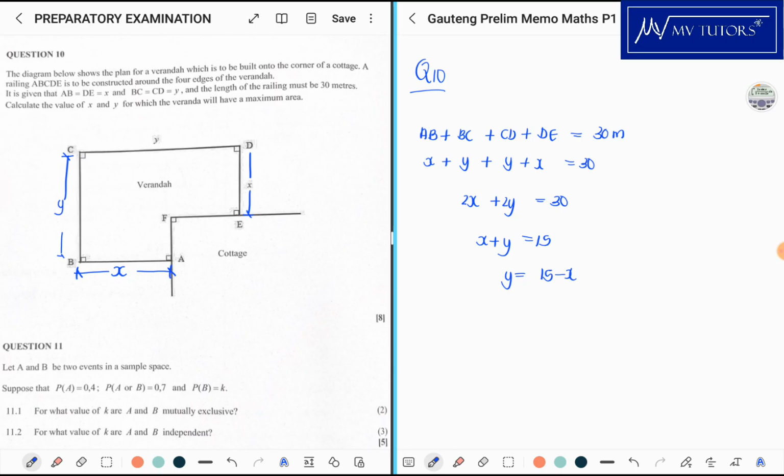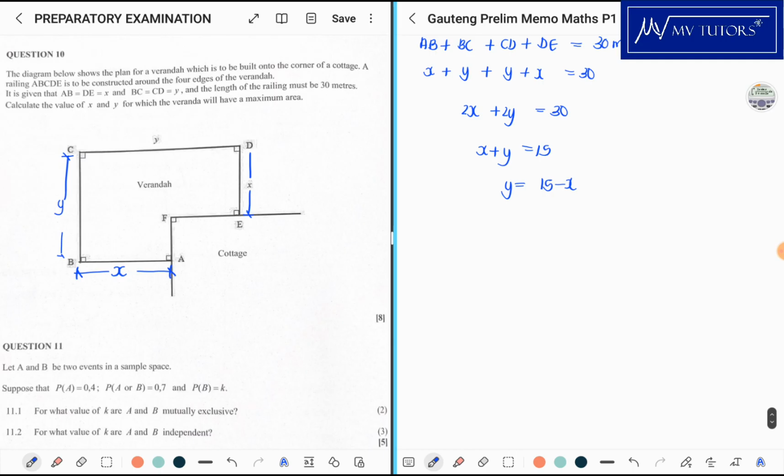So at some point, we need to get the area. So what is FE and what is AF? If this is y and that is x, then FA should be y minus x. Again, if CD is y and AB is x, then FE should be y minus x.